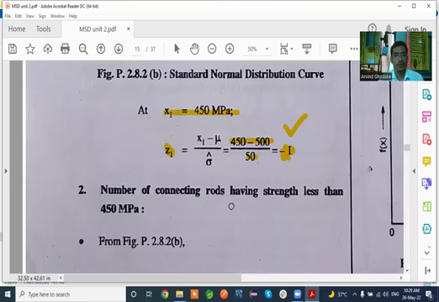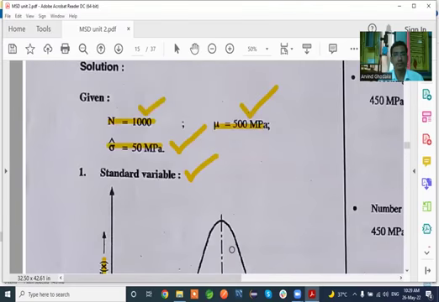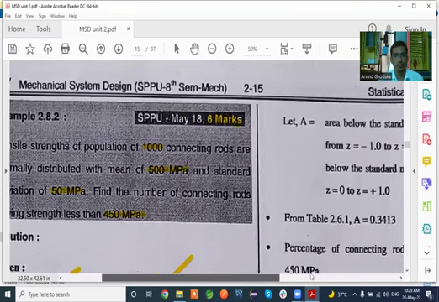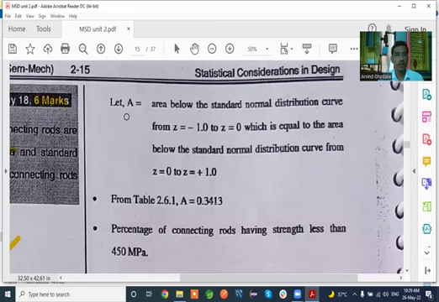Therefore, the number of connecting rods having strength less than 450. We are going to calculate the area. Let A be the area below the standard normal distribution curve from z equal to minus 1 to z equal to 0, which is equal to the area below the standard normal distribution curve from z equal to 0 to z equal to plus 1. Therefore, from the standard table, we get the area below the standard normal distribution curve equal to 0.3413.